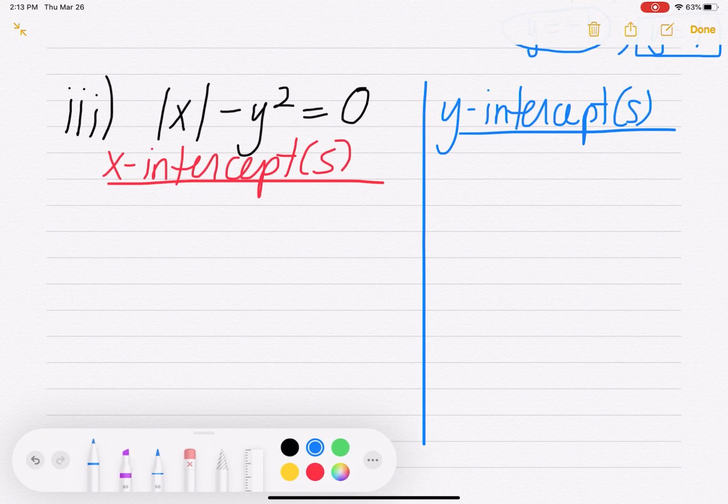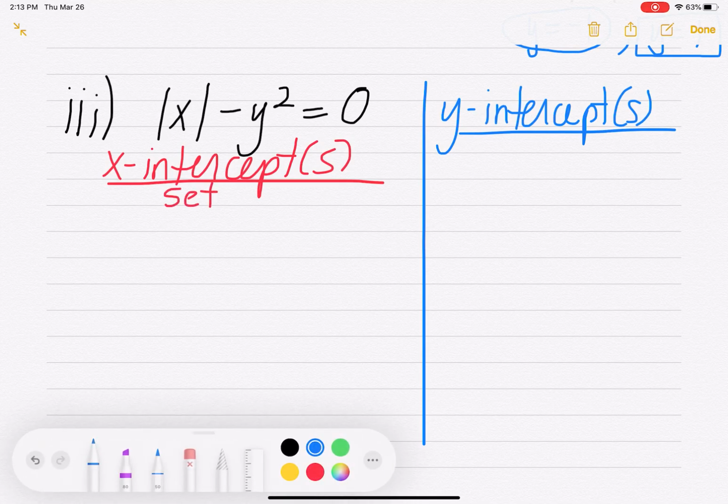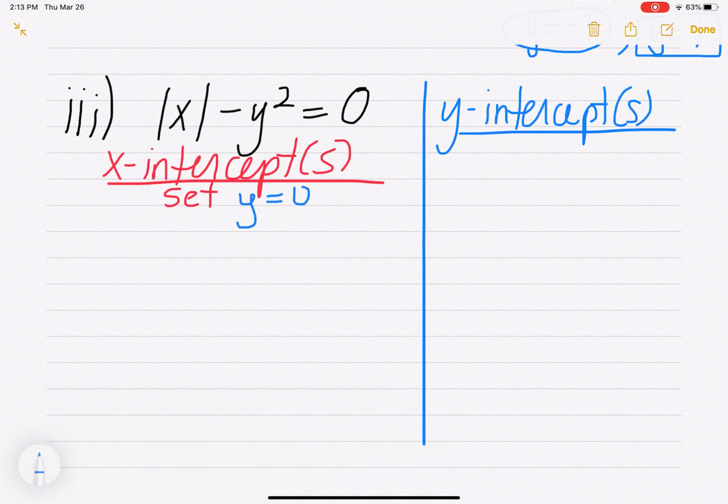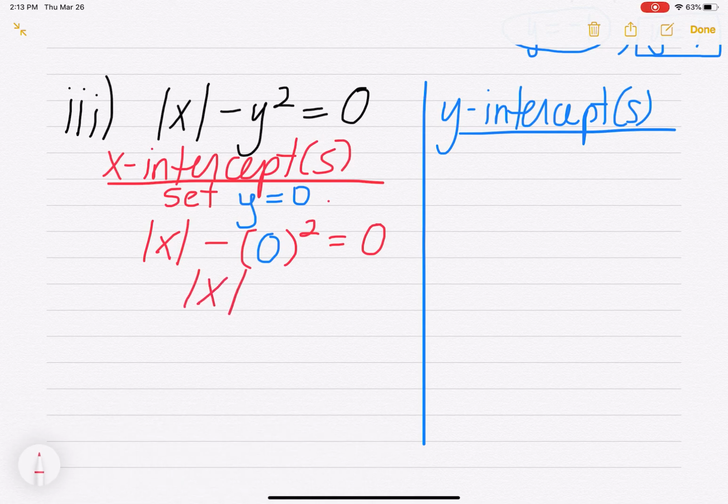So starting with x-intercepts, we're going to set the y-coordinate equal to 0 and solve for x. Well, let's do that. I'm going to keep the absolute value of x minus blank squared equals 0. So I've got my template with y not filled in, and then we're going to fill in 0 in place of y. Now think about 0 squared, right? 0 squared is nothing. It doesn't contribute. So you have just the absolute value of x remaining on the left, equals 0.